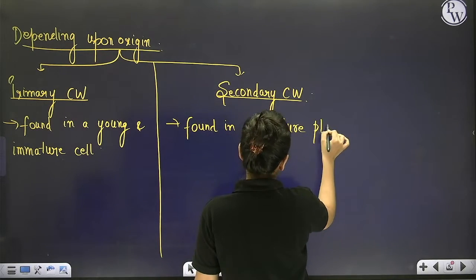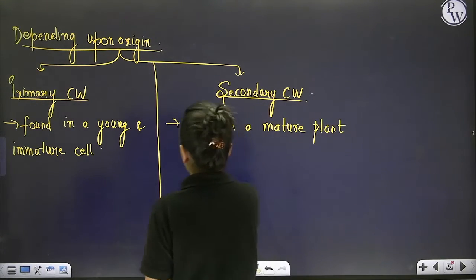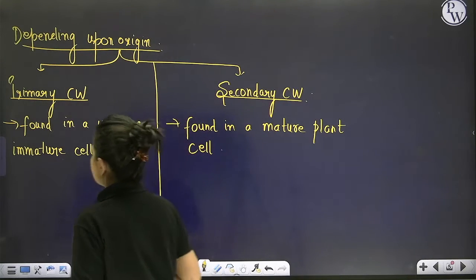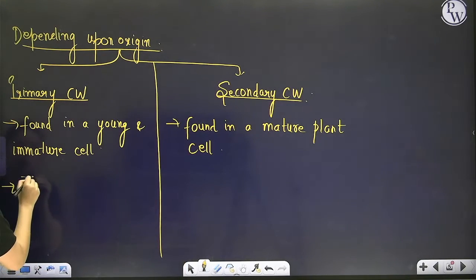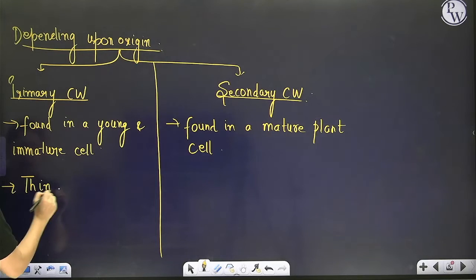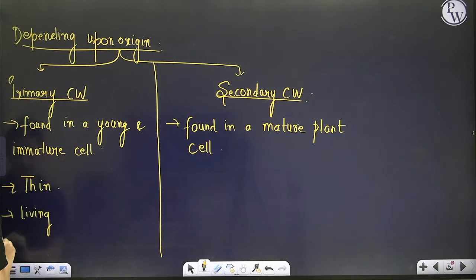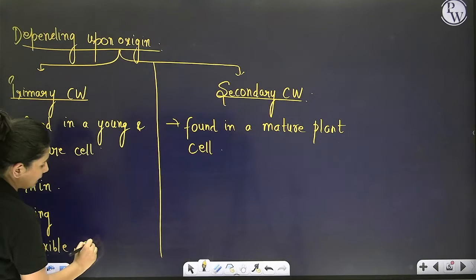I'll try to explain with the help of a diagram as well, but first write the points. Now, the primary cell wall, as I told you, is thin, living, very important, and capable of growing, that means it is flexible and can expand.